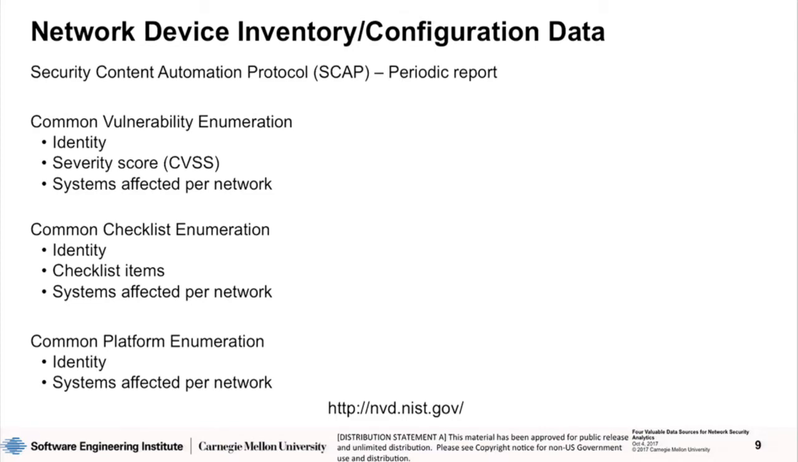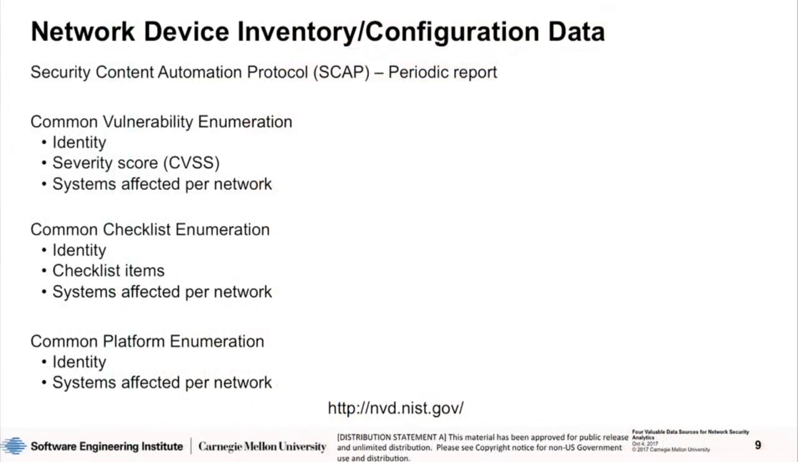through a periodic report. The particular information that typically is part of an SCAP report would be common vulnerability enumeration information, where the identity of particular vulnerabilities and their severity is recorded, along with how many systems on the network appear to be vulnerable to this particular vulnerability. Security checklist enumeration, where there is some specific checklist for making sure key security controls are being enabled, and what items are included within that checklist, and again, how many systems that checklist has been applied against or have been identified as being in compliance to.